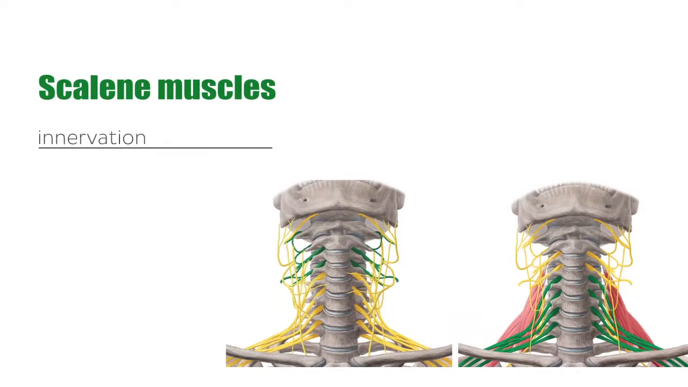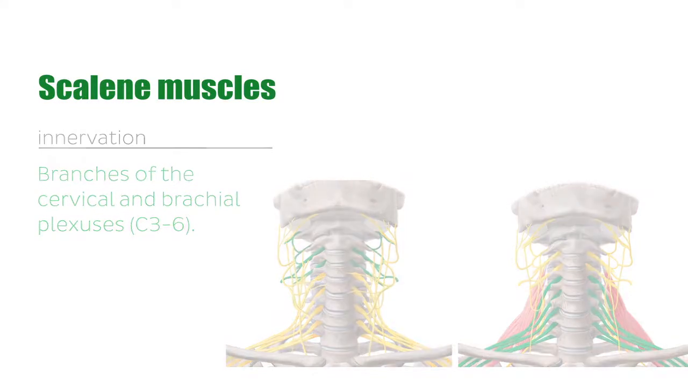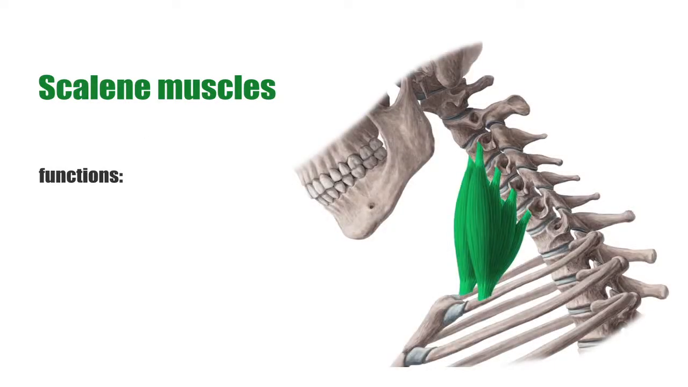Now, in terms of the innervation of the different scalene muscles, we're going to see that these muscles are going to be innervated by direct branches of the cervical and brachial plexuses. In terms of the different functions associated to the scalene muscles, the scalene muscles are able to perform elevation of the ribs, as you can see here indicated by this arrow, and therefore your thorax. For that reason, they are also considered as accessory muscles of inspiration.